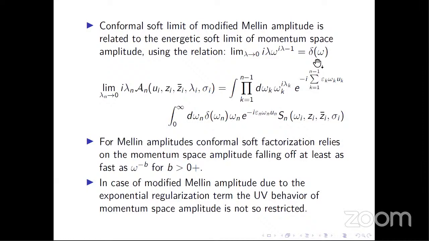Now to use this relation to get a delta omega, we require that the integrand should be well behaved for large omega. So in the case of the Mellin amplitude, the requirement is that the momentum space amplitude should be falling at least as fast as omega to the power minus b, for b some positive number. But for the modified Mellin case, we have the exponential regularization term. So the UV behavior of the momentum space amplitude is not so restricted.